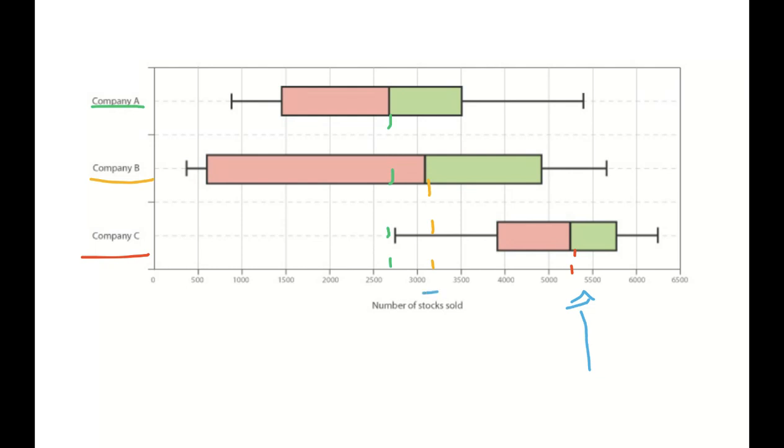Company B is right in the middle. It has the second highest number of stocks sold, not socks, silly me. And company C has the lowest median number of stocks sold.